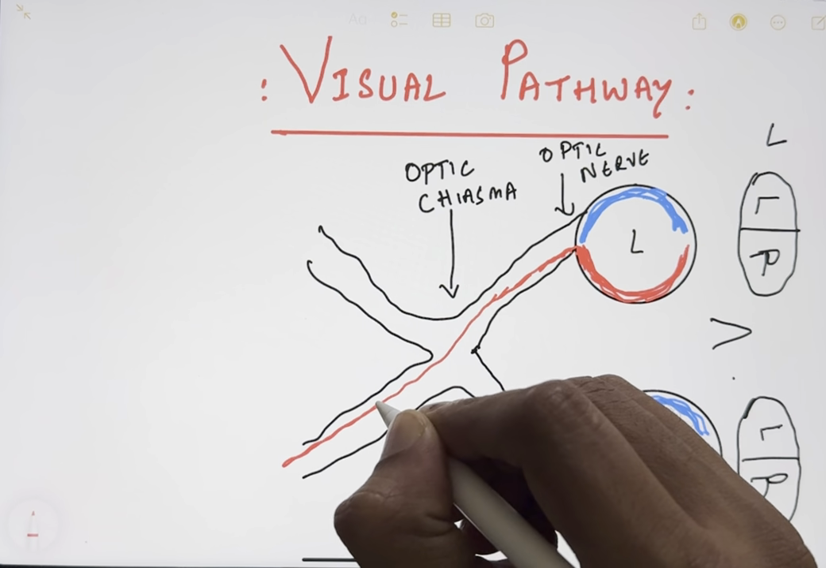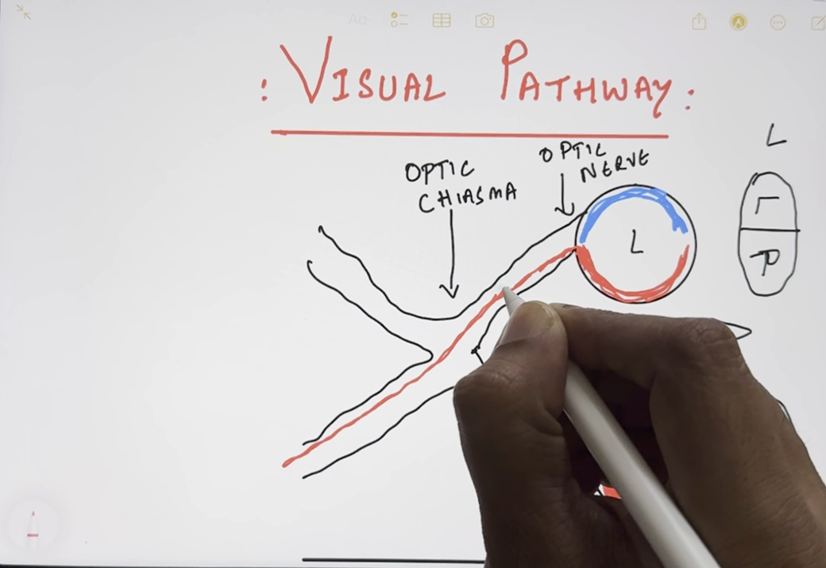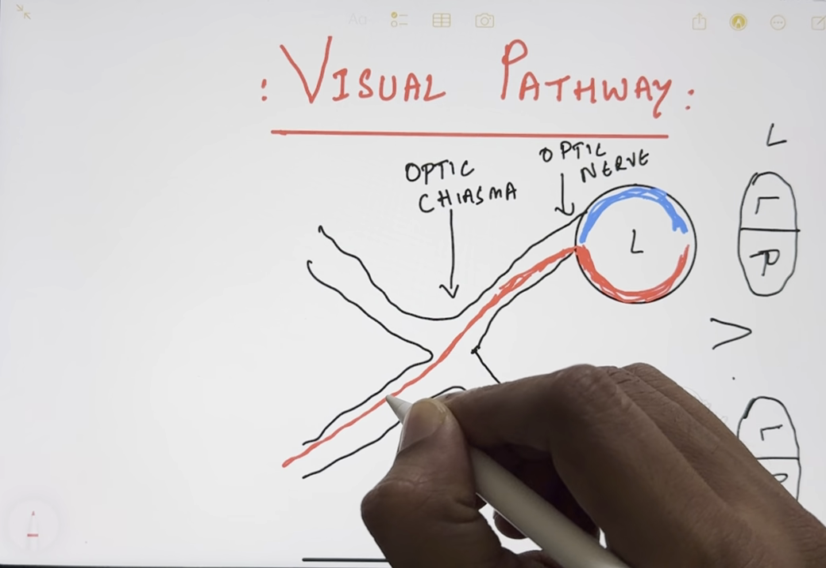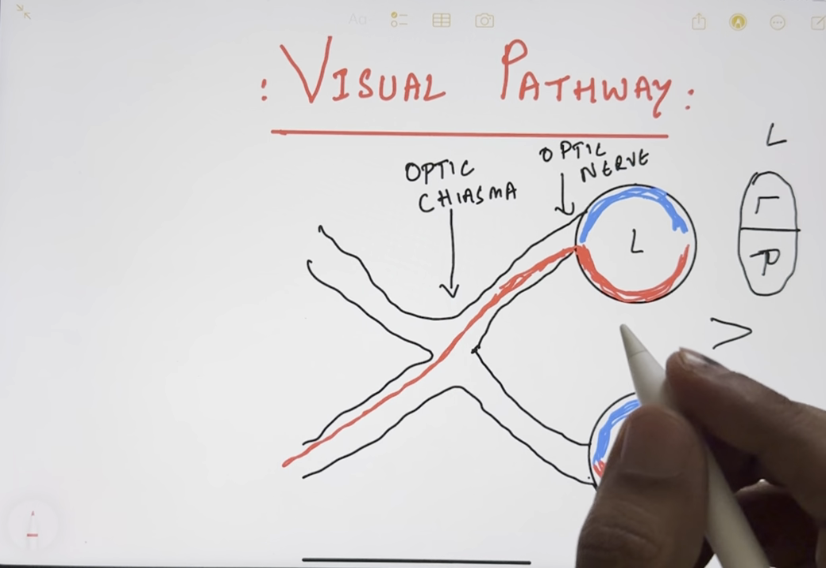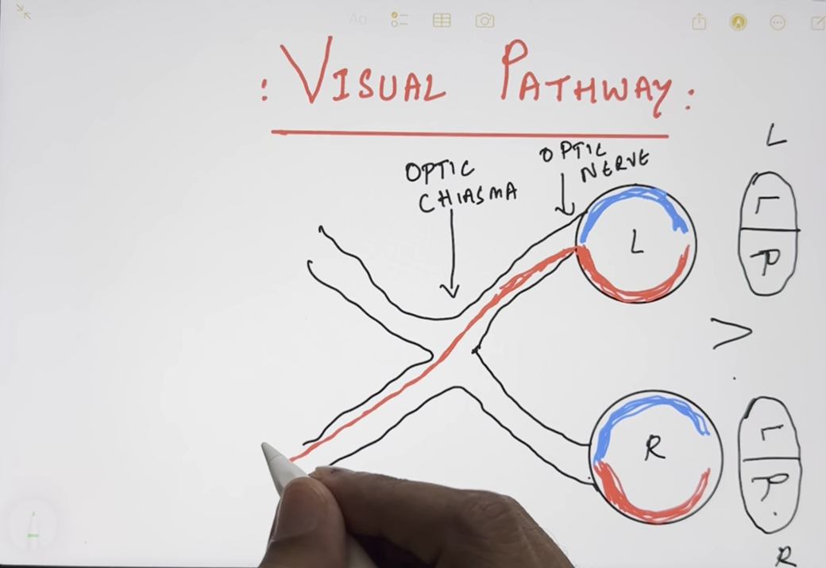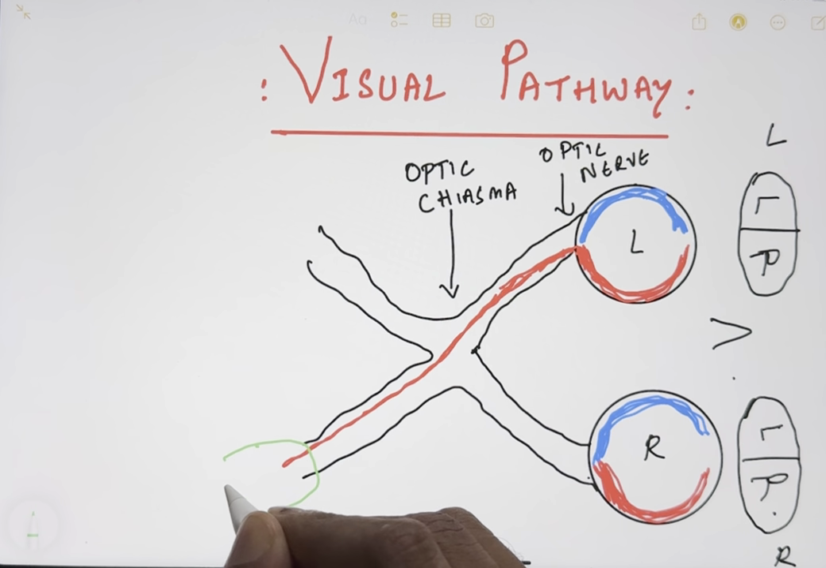Remember, this sense of vision is also a crossed sensation, like the pain and temperature pathway, which goes to the opposite side. And finally, the fibers will terminate into one structure. That structure is known as the lateral geniculate body.